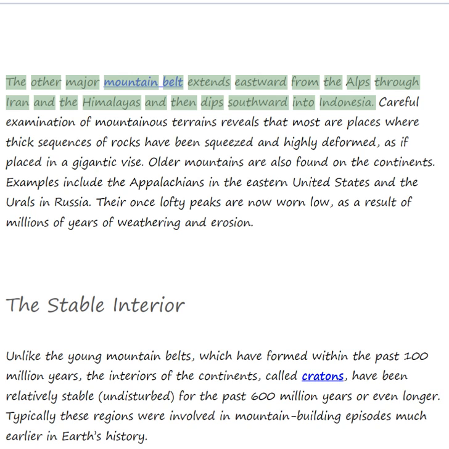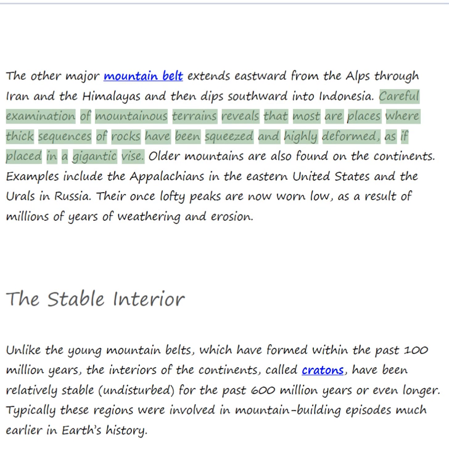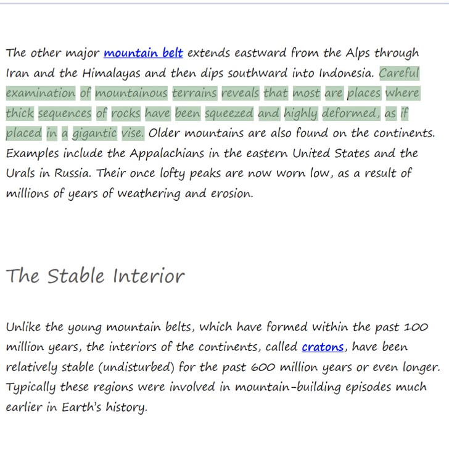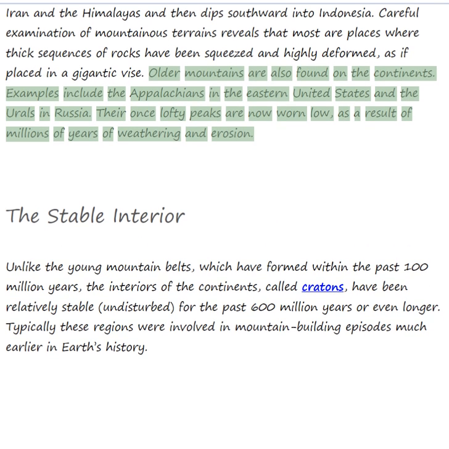The other major mountain belt extends eastward from the Alps through Iran and the Himalayas and then dips southward into Indonesia. Careful examination of mountainous terrains reveals that most are places where thick sequences of rocks have been squeezed and highly deformed, as if placed in a gigantic vise. Older mountains are also found on the continents. Examples include the Appalachians in the eastern United States and the Urals in Russia. Their once lofty peaks are now worn low, as a result of millions of years of weathering and erosion.